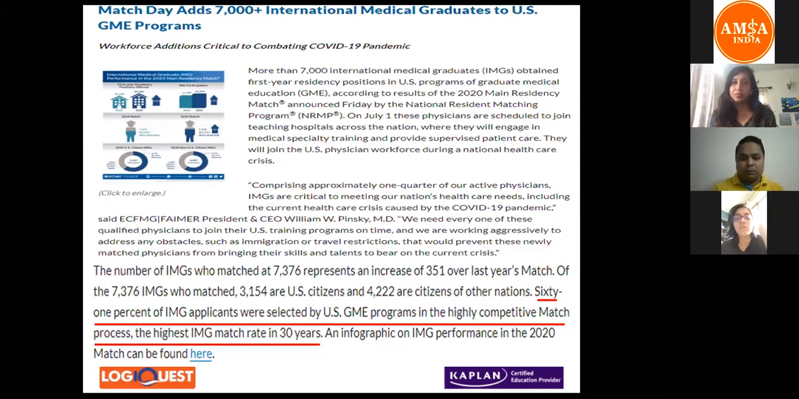Now, at the bottom of the screen, you can see 61% of the IMG applicants were selected by the US GME programs in the highly competitive match process, the highest IMG match rate in the last 30 years. Wow. If you see from 14 to 20, this has been the upward movement of the graph when it comes to international students getting into the US.